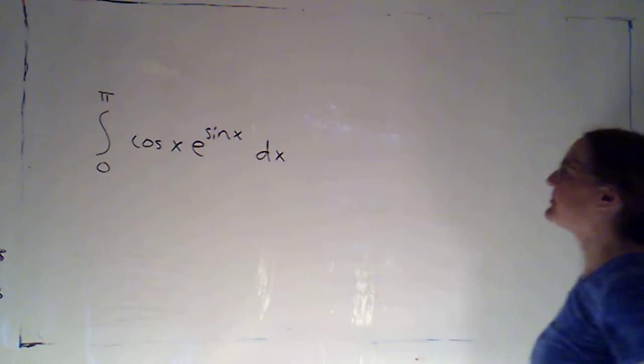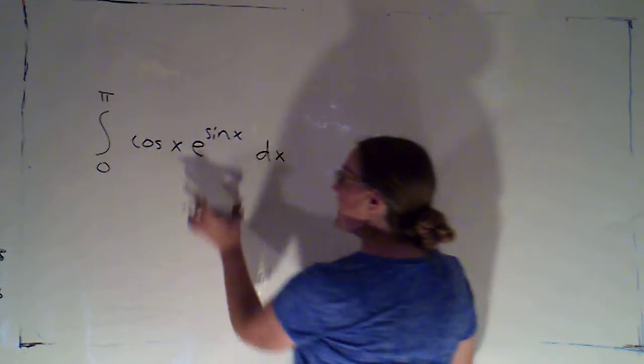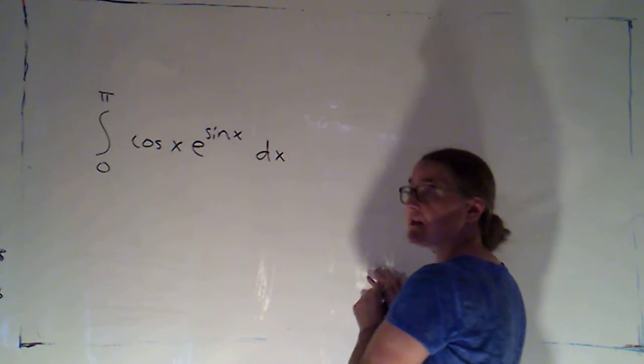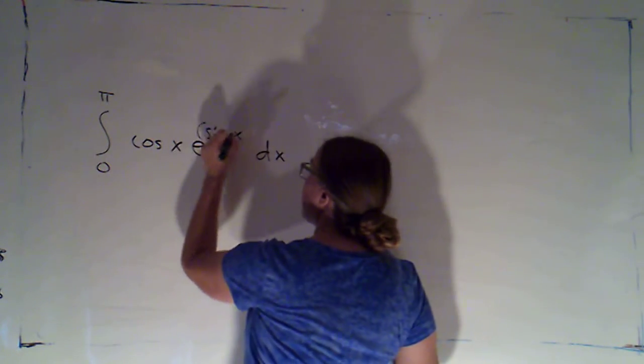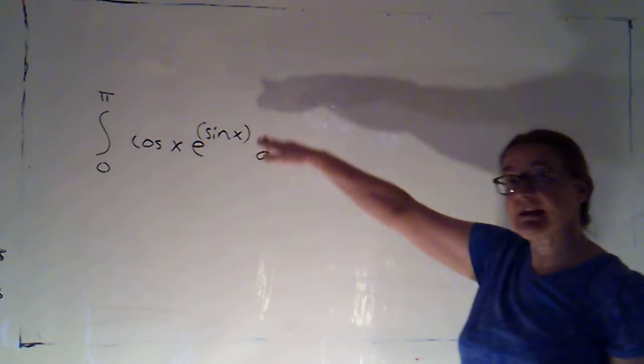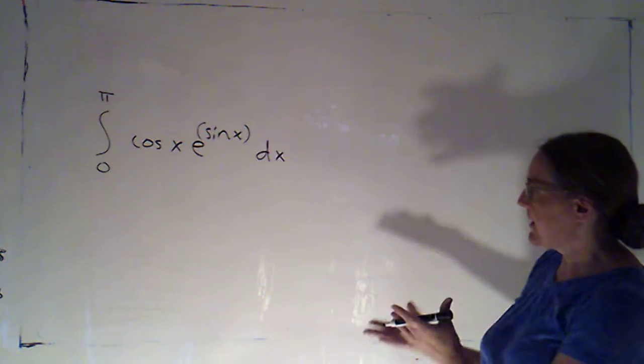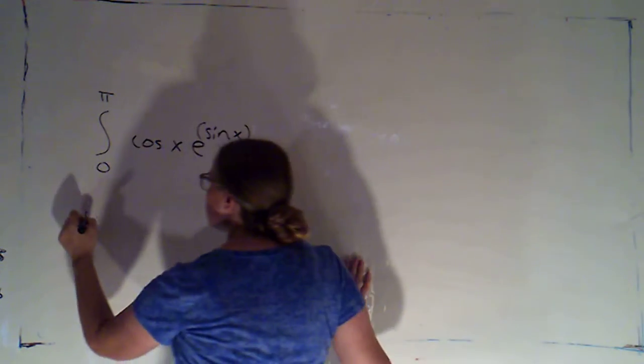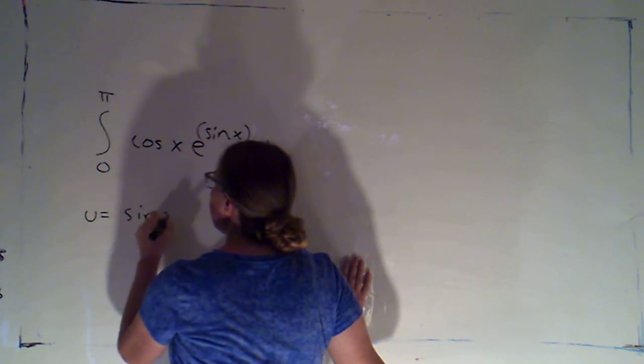Welcome back. So looks like this factor is my function composition, where sine x would be the inside part. That's what I'm plugging in to the exponential function. If you find it helpful, you might want to put parentheses just to indicate that's the inside part. So I'm going to say u is equal to sine of x.